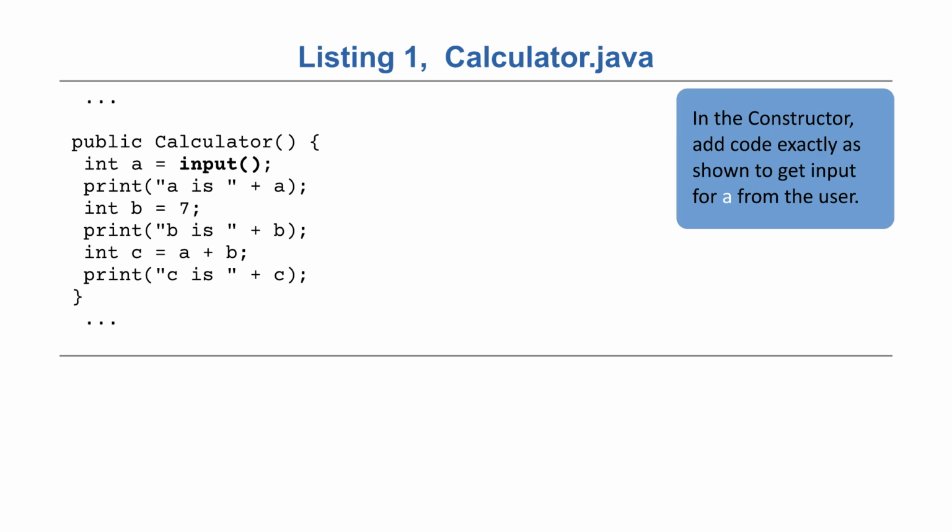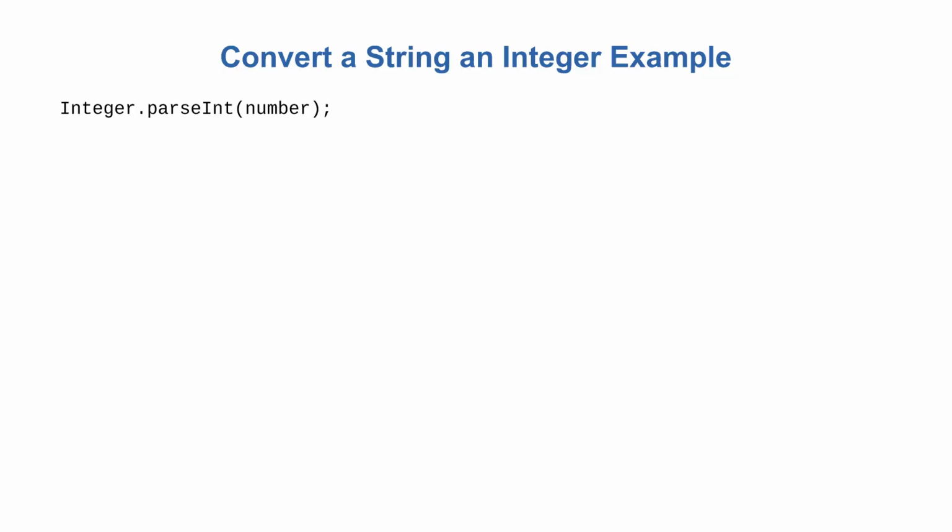What happened? You'll not be able to run the program because you now have a syntax error. Type mismatch, cannot convert from string to int. Input returns a string, but you need to put the value from input into an int variable. To convert a string to an integer, use Integer's parseInt method. For example, to convert a string called number to an integer, use Integer.parseInt(number).